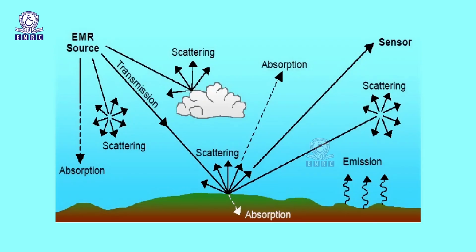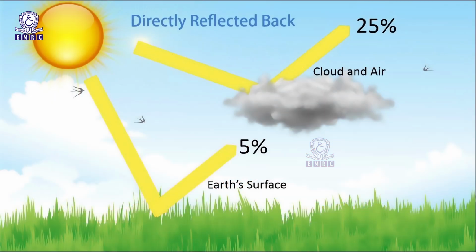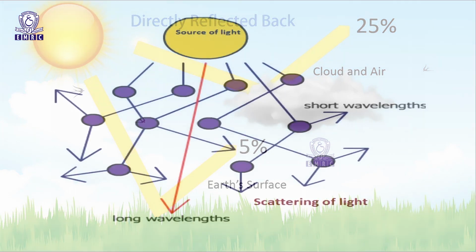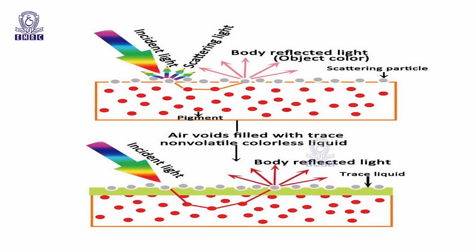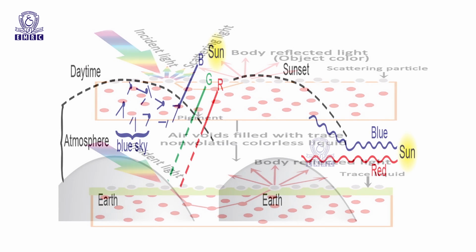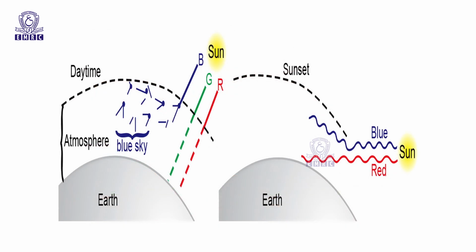Scattering is a process in which electromagnetic radiation interacts with particles or large gas molecules present in the atmosphere and causes it to be redirected in all directions from its original path by reflection or refraction. Scattering depends upon several factors such as the wavelength of the radiation, the abundance of the particles or gases, and the distance the radiation travels through the atmosphere.